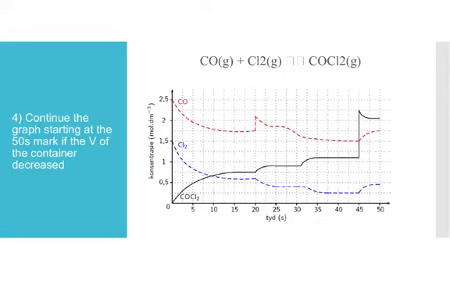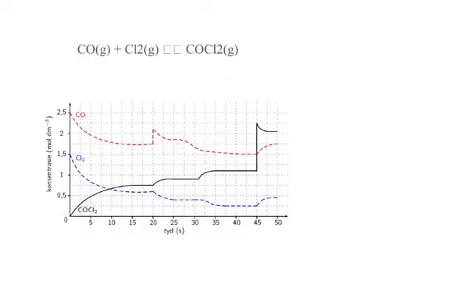All right, the last one's a little bit tricky. The last one we are going to actually graph ourselves. We're going to continue the graph, and we're going to look at if the volume was decreased. So, decrease in volume. The first thing we want to consider is, remember that C equals n over V. If we decrease the volume, we're going to have an increase in concentration. This is going to happen for all entities.